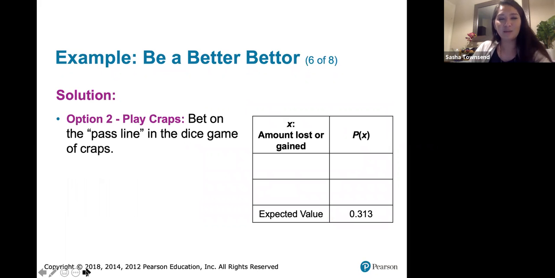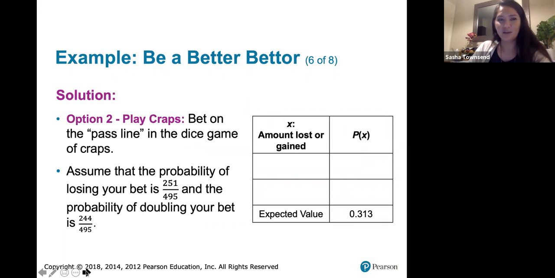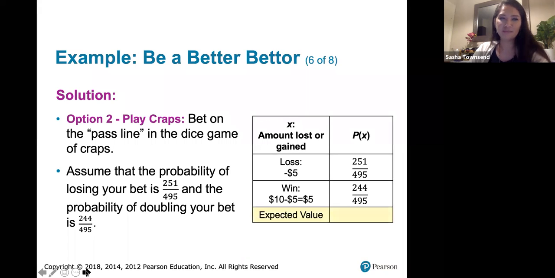Now with the craps option, the probabilities were given to us. The probability of losing was 251 out of 495, and the probability of doubling the bet was 244 out of 495. So when we fill in our table over here, if we lose $5, the probability is 251 out of 495. If we win $10, but we spent $5 to play, we have a net gain of $5. And the probability of having that net gain of $5 is 244 out of 495.